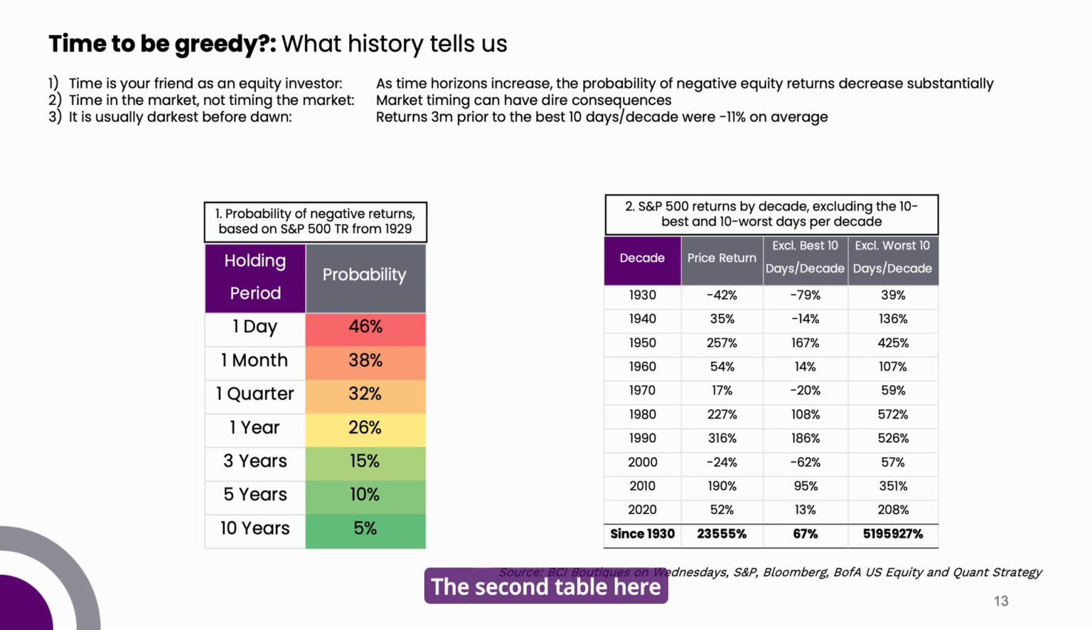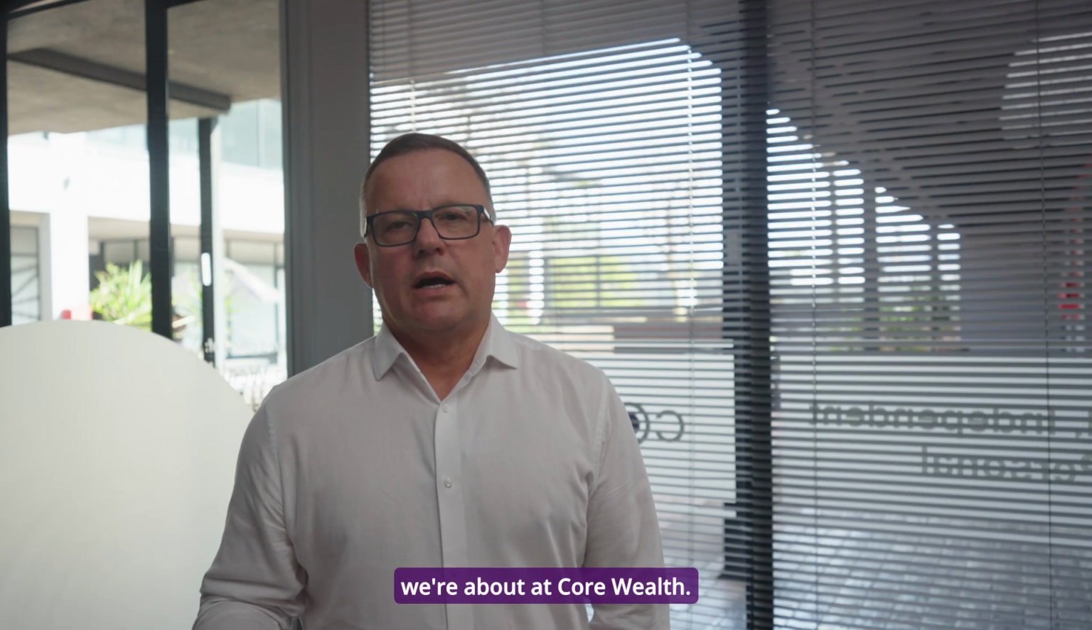The second table here just looks at the benefit of being in the market. If you're trying to time the market in the short term, it's very difficult because markets can move so quickly and so rapidly. And that table just shows that different decades over the last 80 years, what returns you got if you just stayed in the market. You didn't try to find the good days or the bad days, you just stayed in the markets. And you can see that price return column giving some significant returns. And that's really what we're about at Core Wealth.